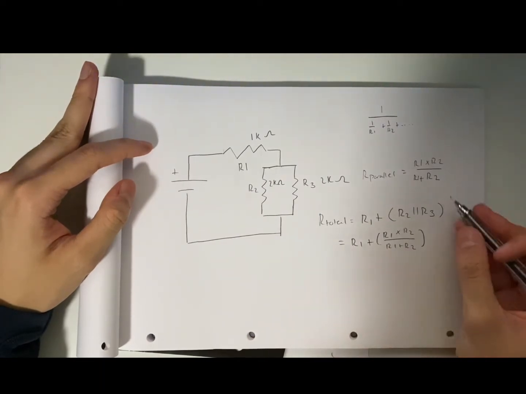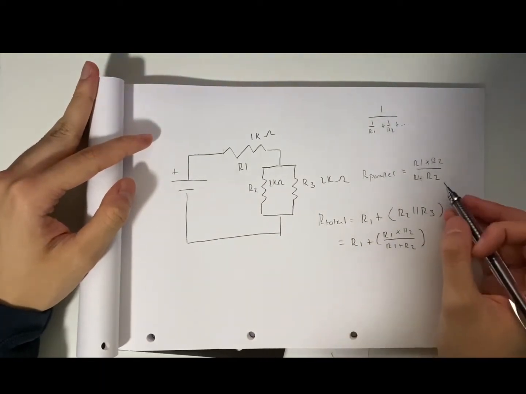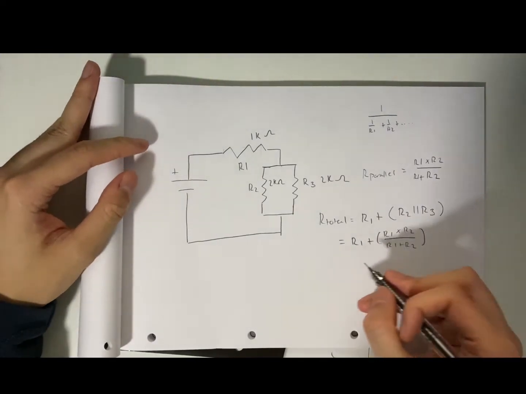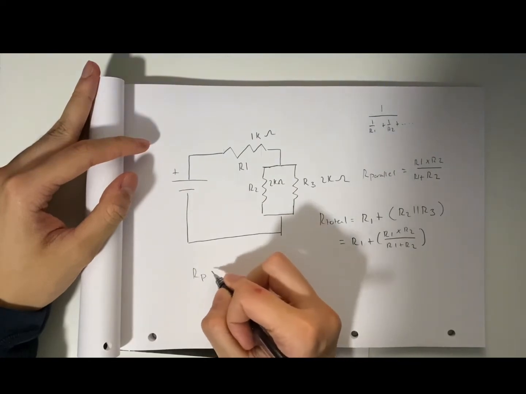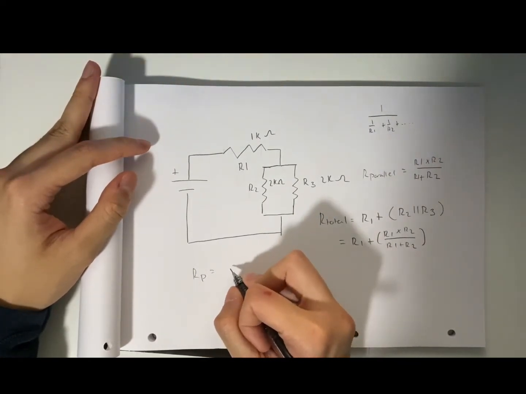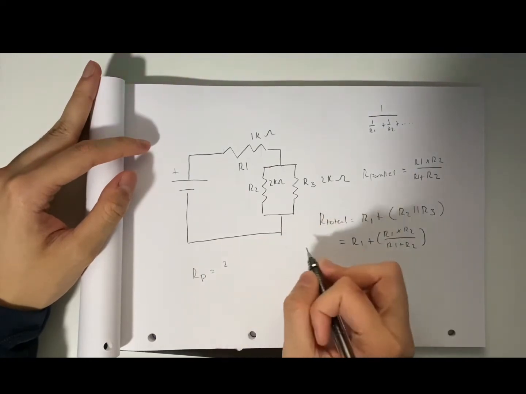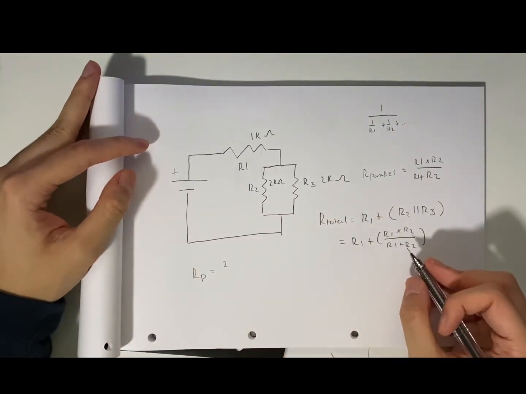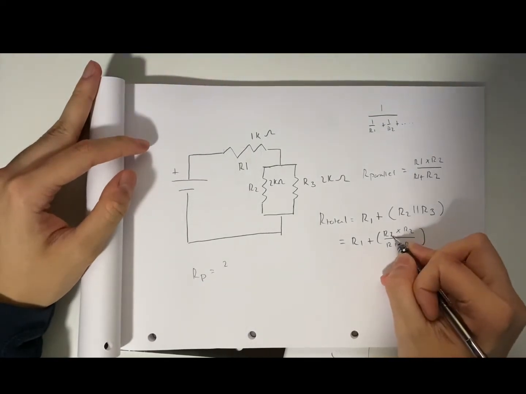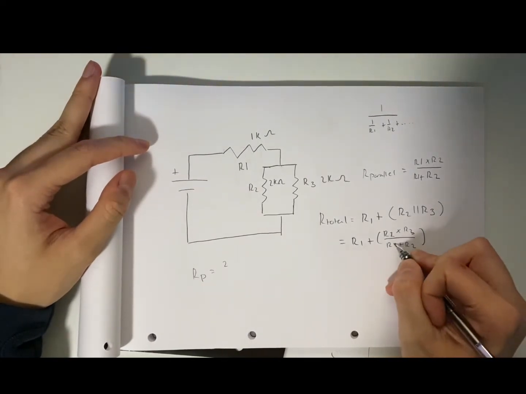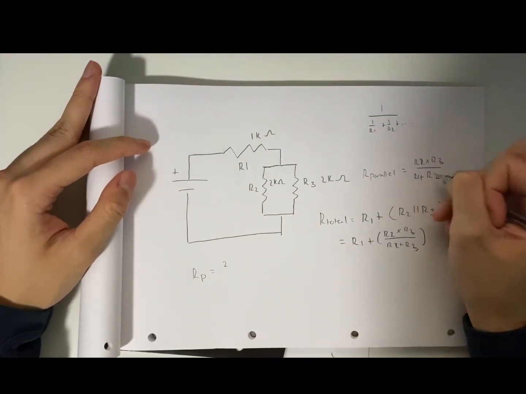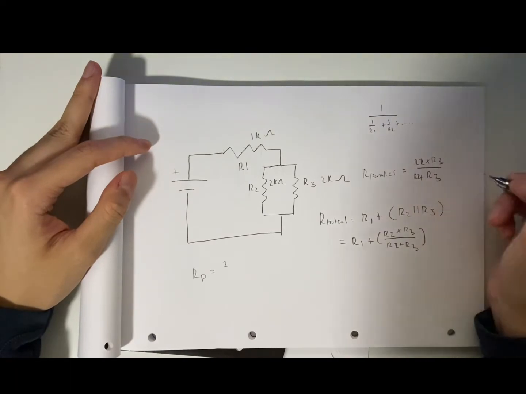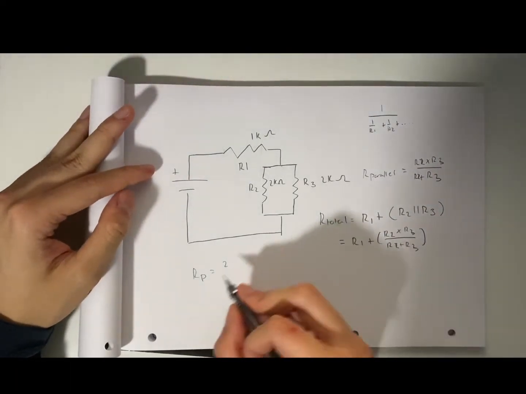So now that we have that, let's solve our parallel first. I'll just do it on the side here. Just name it RP, or parallel. So I substitute our numbers. I see I've made a little mistake here. That's supposed to be R2, R3. Very sorry about that. May have caused some confusion.